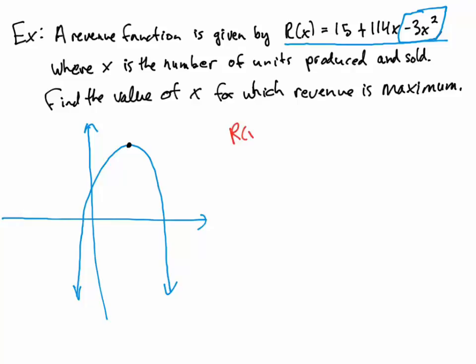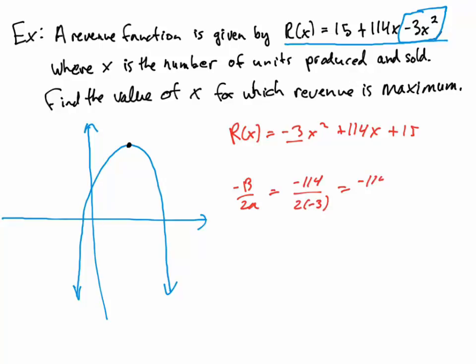So r of x is equal to -3x squared plus 114x plus 15. Now, I could put this into standard form. This is going to be kind of a pain because we have a leading coefficient here. So let's just go ahead and find the vertex right away. So negative b over 2a. It's going to be -114 over 2 times -3. We get -114 divided by -6. 6 goes in there 19 times. So the x-coordinate here is 19.